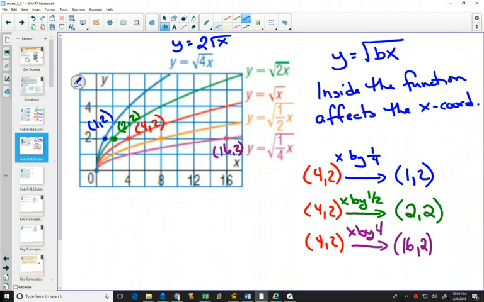So I said before, sometimes horizontal compressions look like vertical stretches. In this case, that's true, because what would happen if I did a vertical stretch on the point 4, 2 with the 2 out in front? I would get the point 4, 4, and that matches up on the graph as well. So depending on how you look at the equation, there could be more than one way of seeing it. In this case with square roots, stretching vertically by a factor of 2 is the same as compressing horizontally by a factor of 1/4.